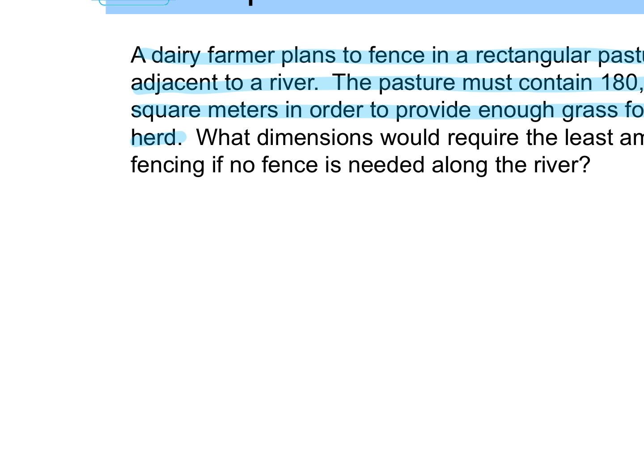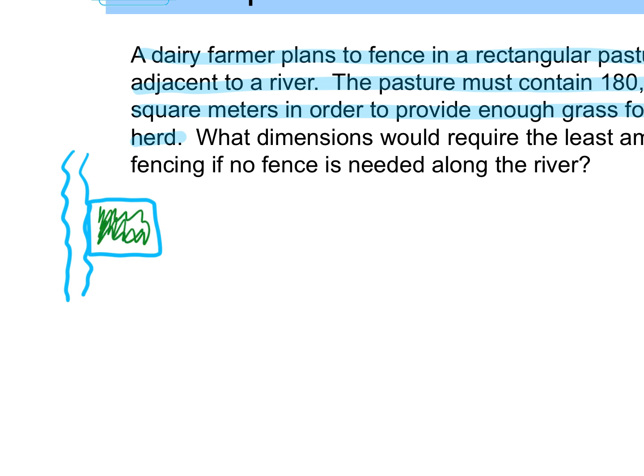Sometimes when you have word problems like this, it might be helpful to draw the picture. I've got a square fence along a river. Your pictures don't have to be as pretty as mine are, but sometimes it helps to see it. So the pasture must contain 180,000 square meters in order to provide enough grass for the herd. So we're talking about how much grass is inside of our fence here.